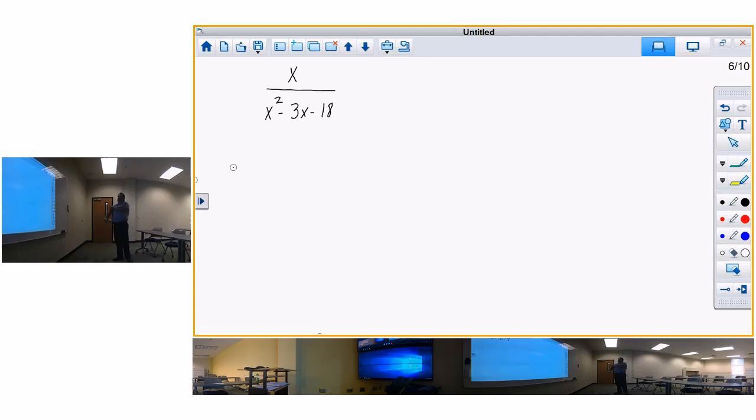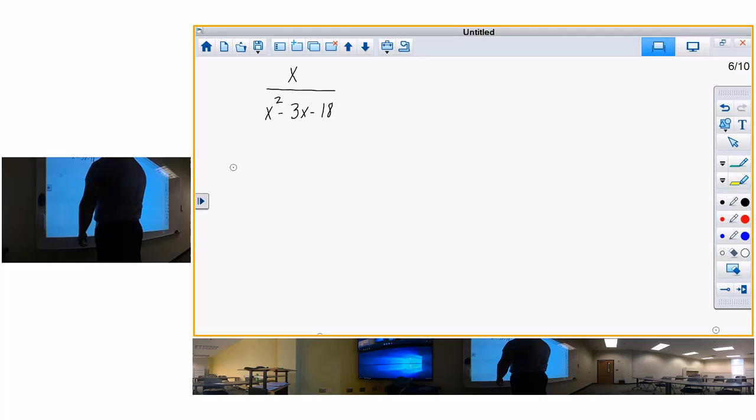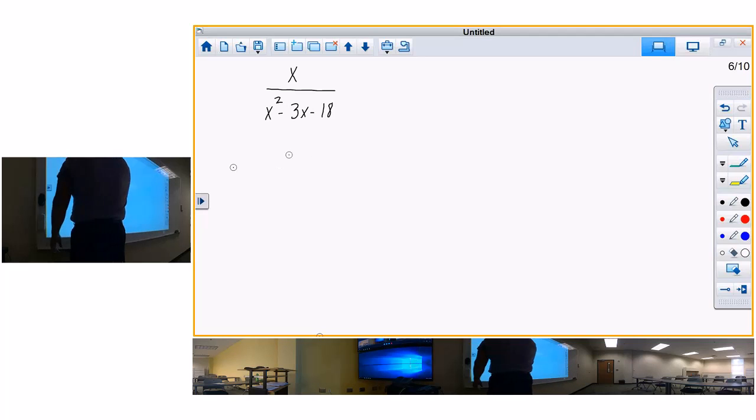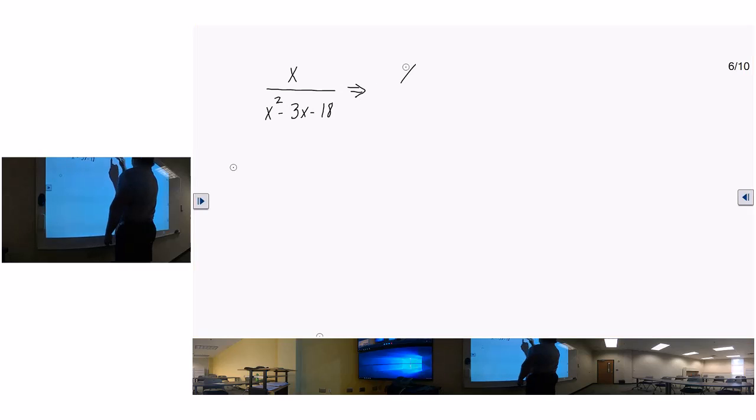And that means factor it by reverse FOIL, or if you can factor it using the quadratic formula, which I do not use, completing the square. But in this case, reverse FOIL is the correct way to do it. So, of course, that would be x plus 3 and x minus 6. So I'm just going to rewrite it. X over x plus 3, x minus 6.